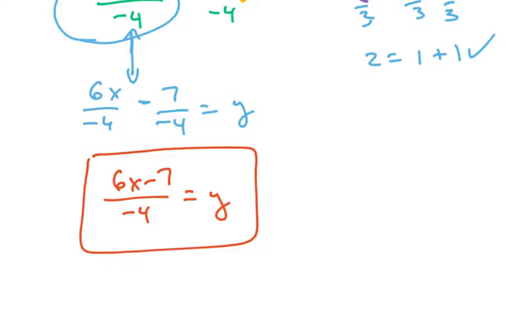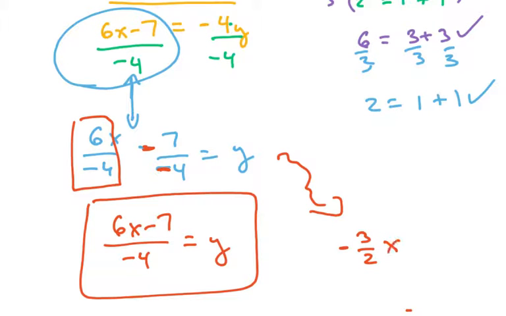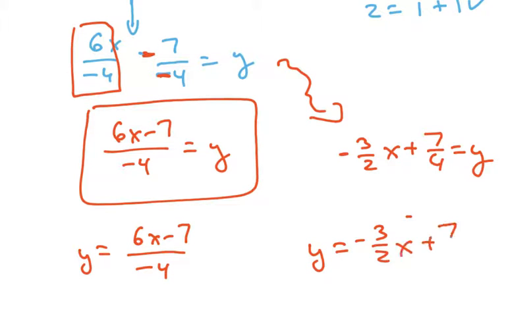All right. One last note here. You do have negative negative here. Negative negative becomes a positive. So if you were going to write it this way, you could, and you can also reduce this. So if you wanted to, you could leave it as negative 3 over 2 x plus 7/4 equals y. And also, if you end up putting y in front, so here if I wrote y equals 6x minus 7 over negative 4, that's acceptable. Or here y equals negative 3/2 x plus 7/4, that's okay as well. So you can leave it like that.